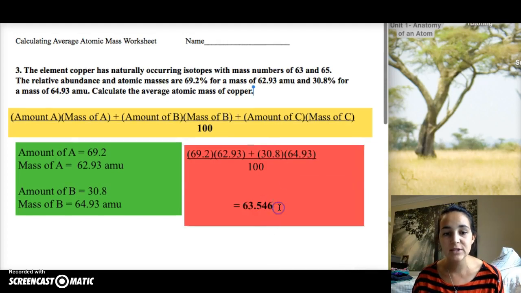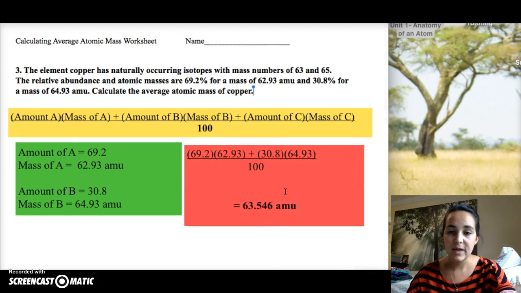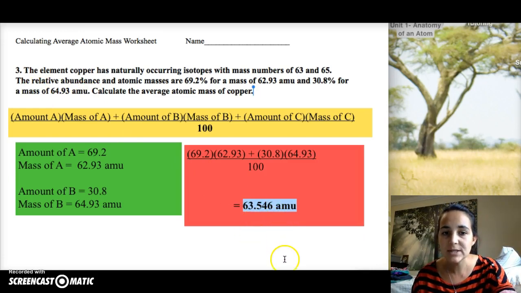All right, so this is the solution that I got. The average atomic mass of copper is going to be 63.546. Now, you can do a quick check. You want to make sure that this number falls between the two mass numbers that you've given. In this case, this number is slightly above the smaller mass number and slightly below the larger mass number. So logically, this number makes sense. Every time you do one of these questions, make sure that your answer also makes sense.